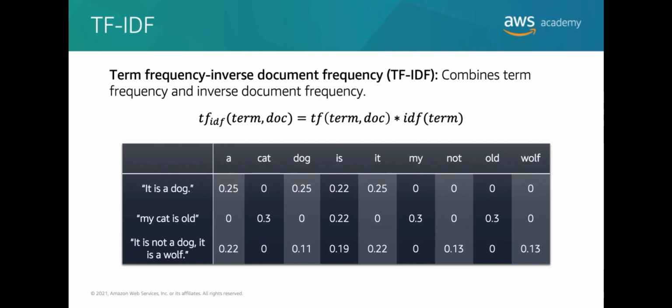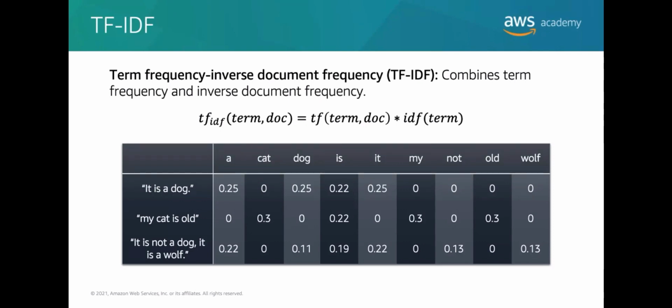This example shows how to apply TF-IDF to these sentences. If you apply the formula here to the term wolf, you get the following results. First, the value of TF is 1 divided by 9, which equals 0.11. Next, the value of IDF is the log of 3 divided by 2 plus 1, which equals 1.18.